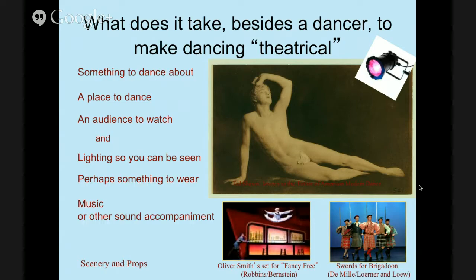What does it take besides a dancer to make dancing theatrical? Okay, and this is what it really takes. It means that there's a very set, well-intentioned place to dance. There's an audience, there's lighting, there's probably a costume and maybe some other music or sound accompaniment. And that's what we're talking about when we're thinking of theater dance, okay? It's very intentional, like we were saying, the space, the costumes, the lighting, and the order of the dance, the sequence, and the controlled movements.